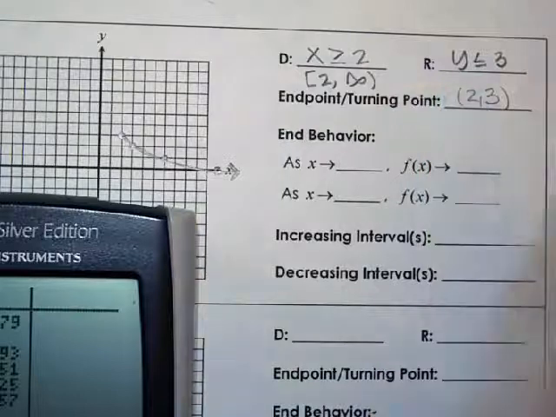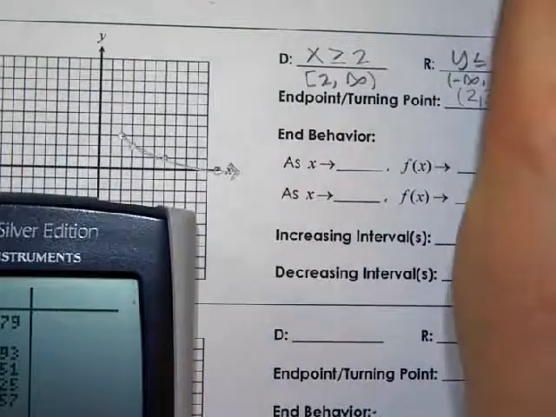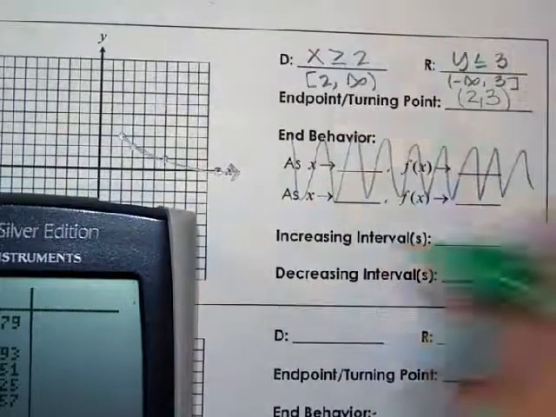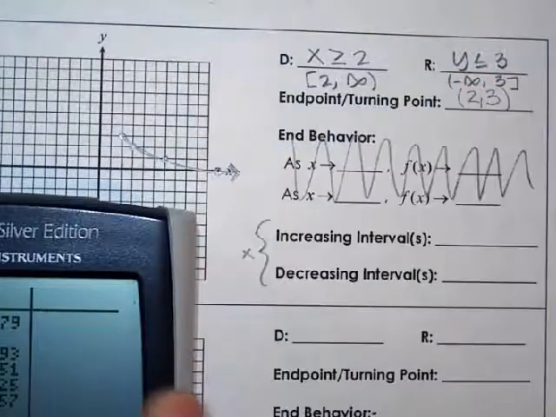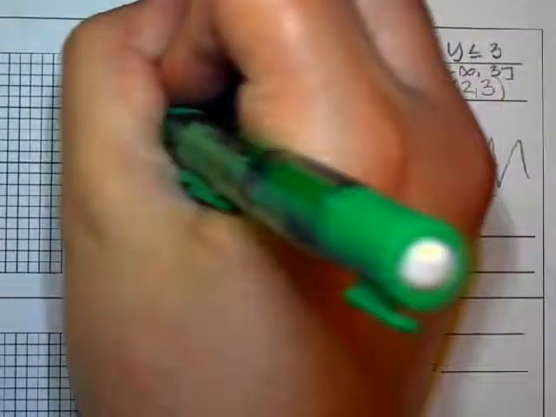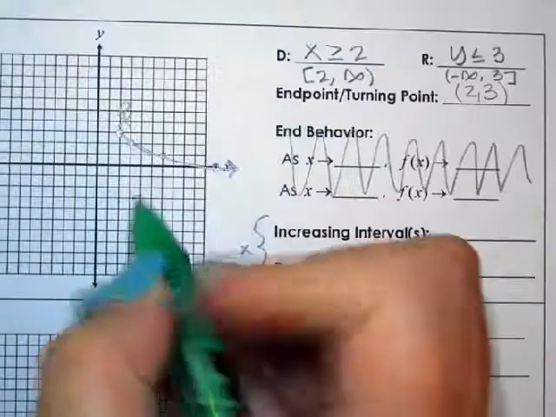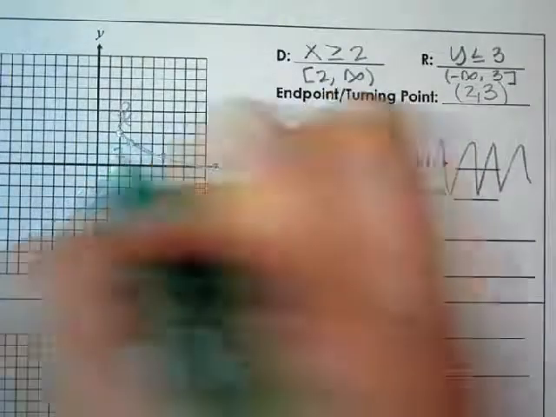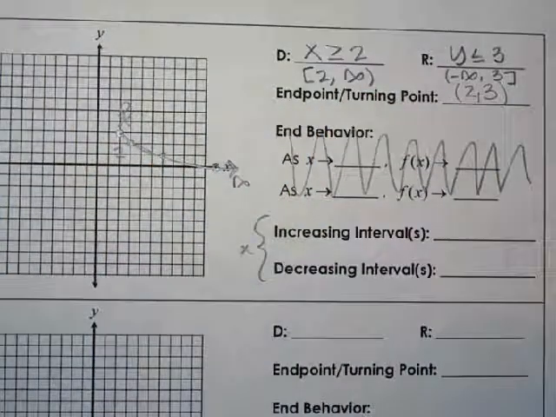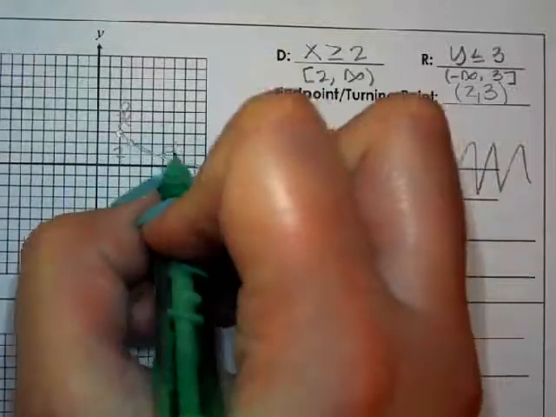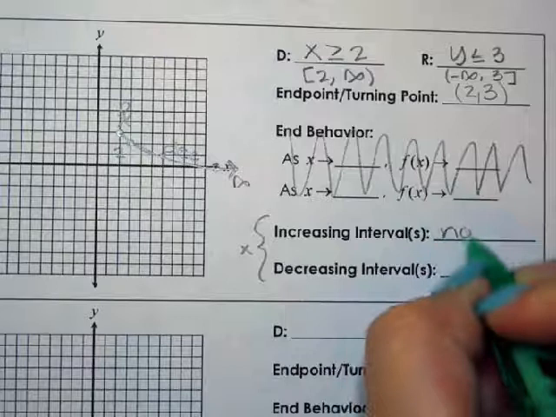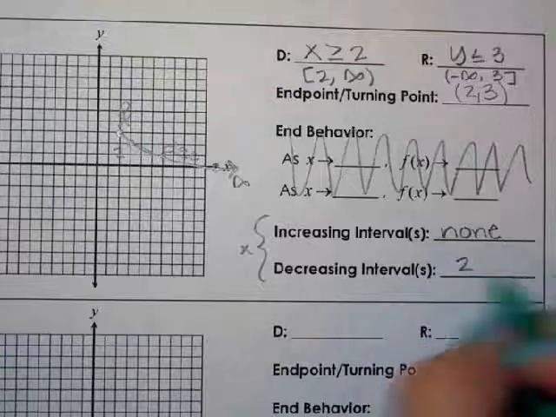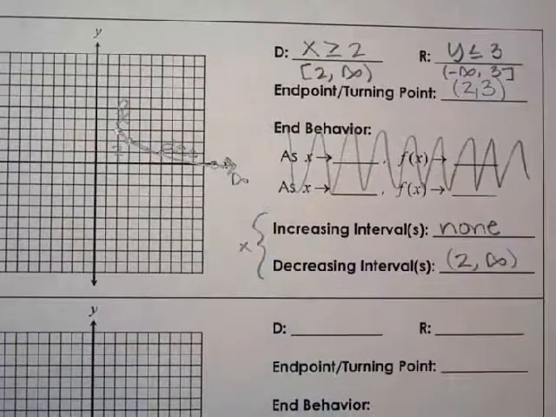All right, now let's go ahead and do our increasing and decreasing intervals. So I got my little stick figure. What's my x value? 2, infinity, and then what's my stick figure doing? Decreasing. So for increasing intervals, I'm going to say none. For decreasing intervals, I'm going to say 2, infinity. Okay. So that one was slightly different. Just slightly. It changed the range. It changed the increasing versus decreasing intervals.